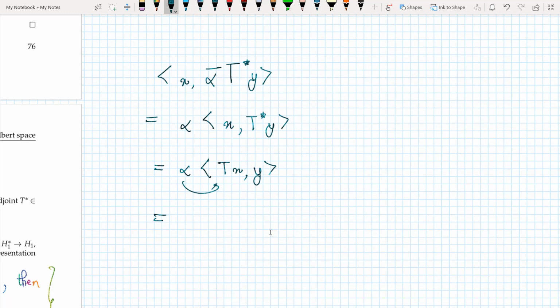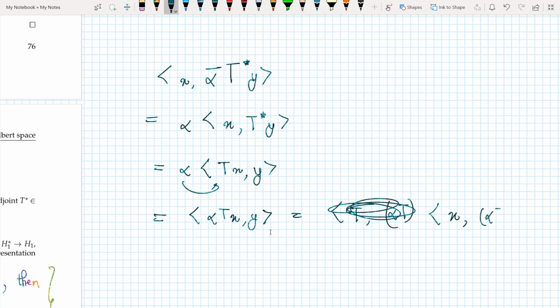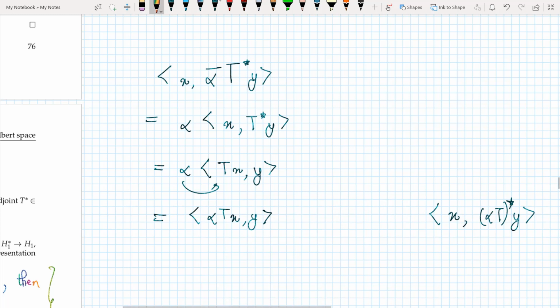Now if I take the alpha back in, I can write it as the inner product of alpha Tx, y, which is the same as the inner product of x with (alpha T) star y. I'm sorry for the mess. So this is how we prove this identity.